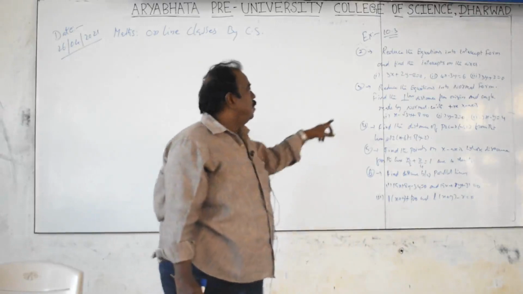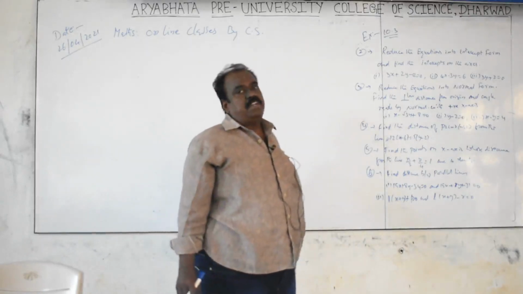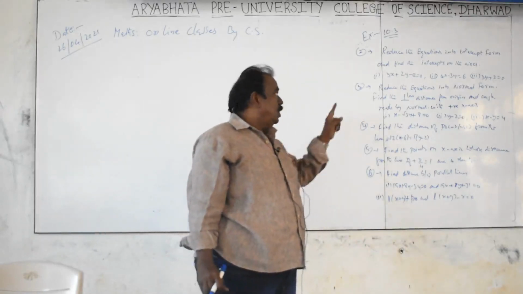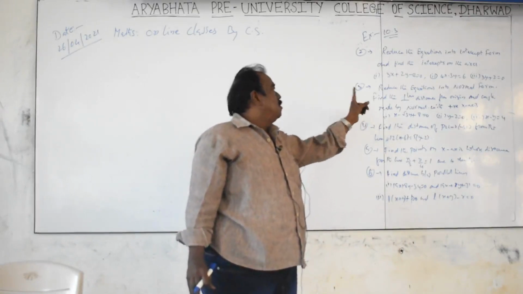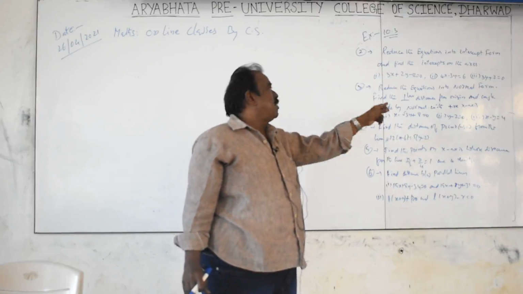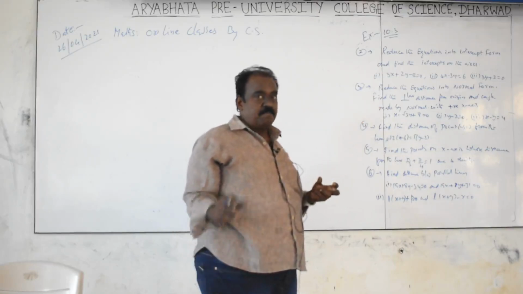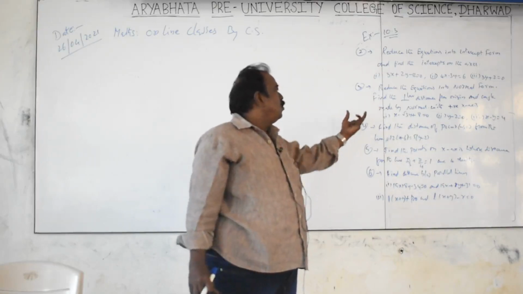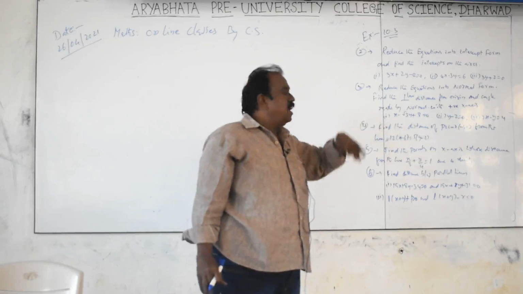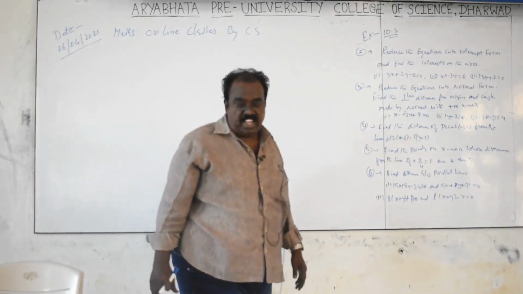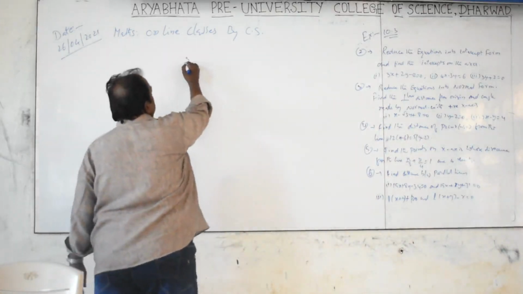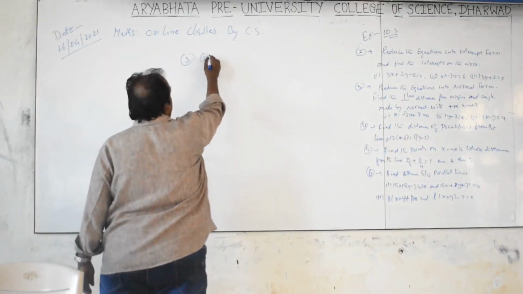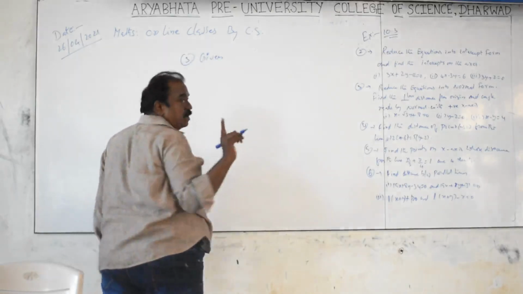Third problem. Reduce the equations into normal form. And also you have to find the perpendicular distance from the origin, that is the length of the normal p. And also we have to find the angle made by the normal with the positive x-axis. It is the third one. It is an important problem.